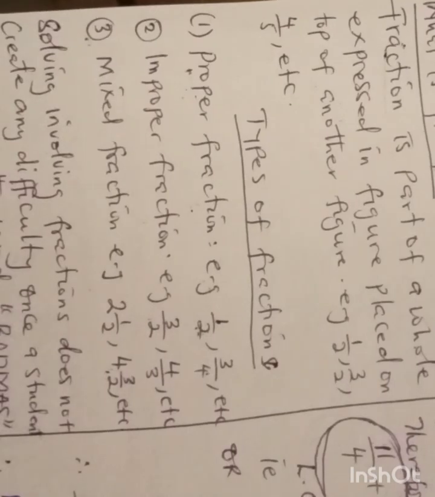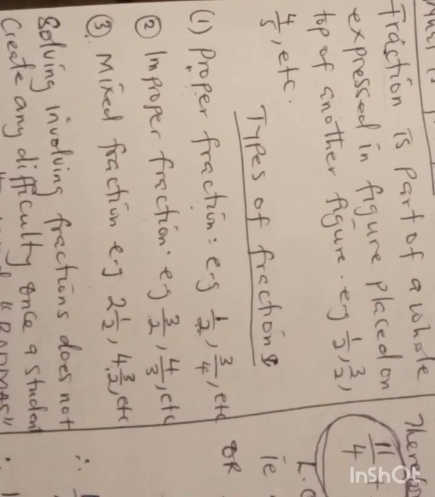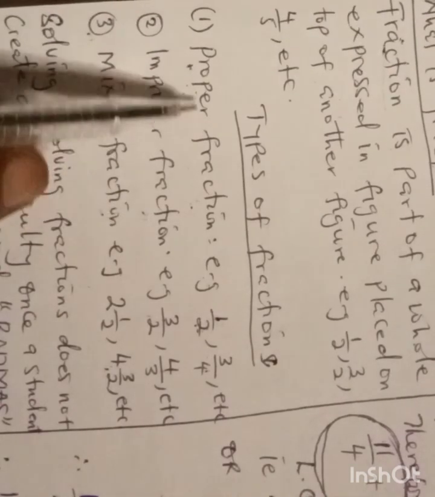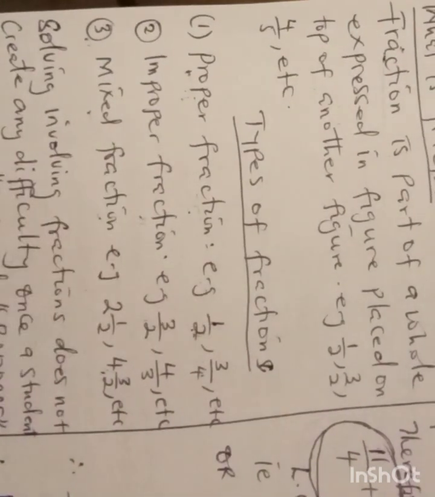So what are the types of fractions? We have proper fraction, improper fraction, and mixed fraction. In proper fraction, you can see that the denominator is bigger than the numerator. For example, 1 over 2 is a proper fraction. In this proper fraction, the numerator, which is the one on top, is less than the denominator. So you can see this one is small, this one is large.